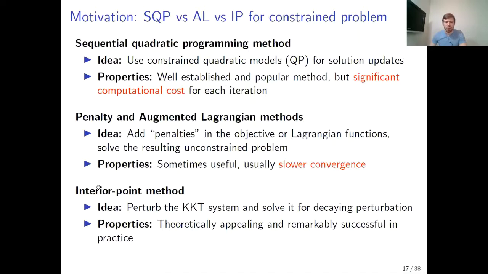So we go to the third method, which is the interior point method. This method can be considered a homotopy method, where we perturb the KKT system and resolve it iteratively for a decaying perturbation. In the end, we are hoping to converge to the optimal solution of the original problem. It is very theoretically appealing and remarkably successful in practice. So we will choose the interior point method as our workhorse.